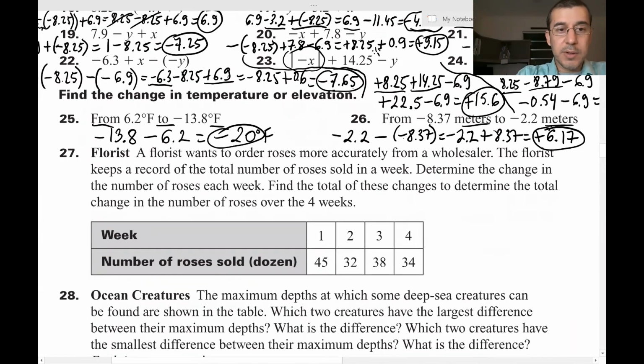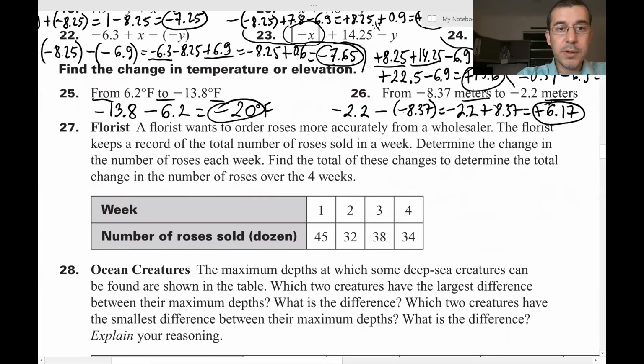Okay, number 27, a florist wants to order roses more accurately from a wholesaler. The florist keeps a record of the total number of roses sold in a week. Determine the change in the number of roses each week. Find the total of these changes to determine the total change in the number of roses over the 4 weeks. Okay, so we have the 4 weeks, 1, 2, 3, 4. We have the number of roses sold. This is in dozens, so this is 12 roses, but that's okay, right?